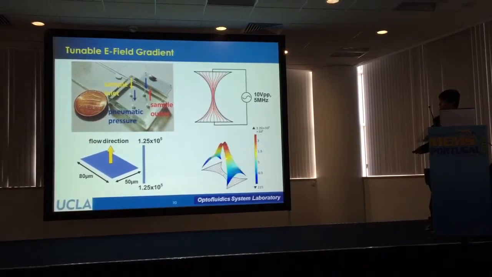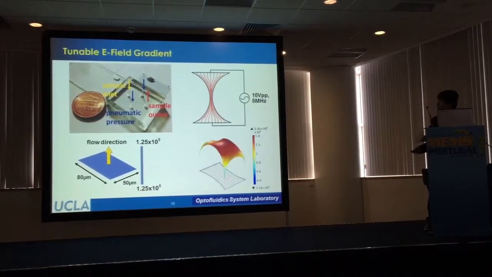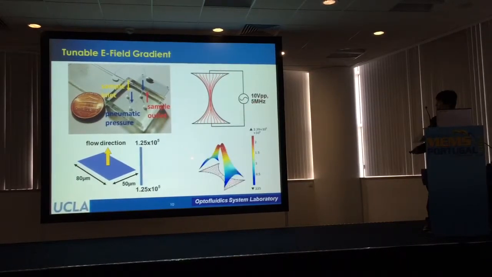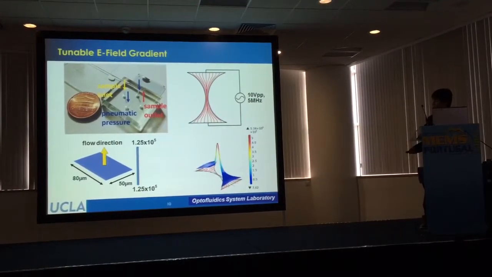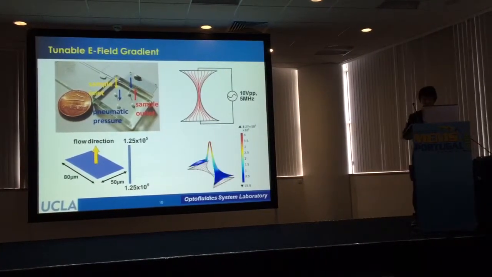So as the simulation result shown here, flow direction goes to the top. So without changing the voltage here, by changing the cross-sectional shape of the geometry, you actually dramatically increase the E-field gradient of your channel structure.